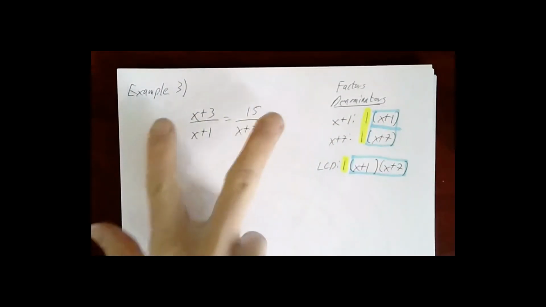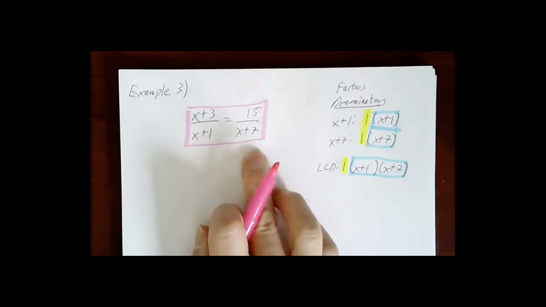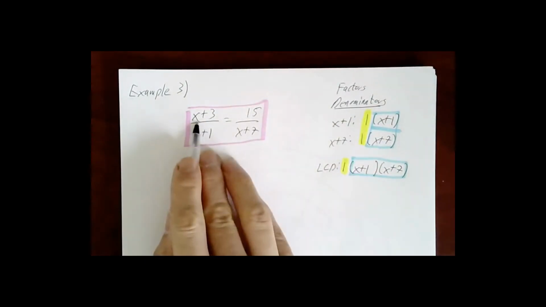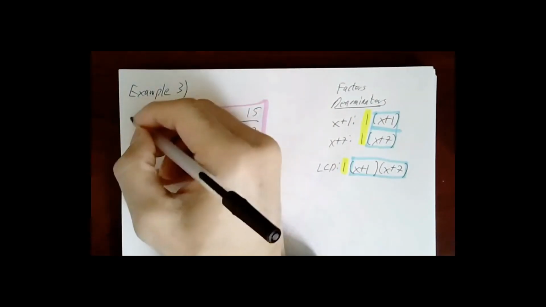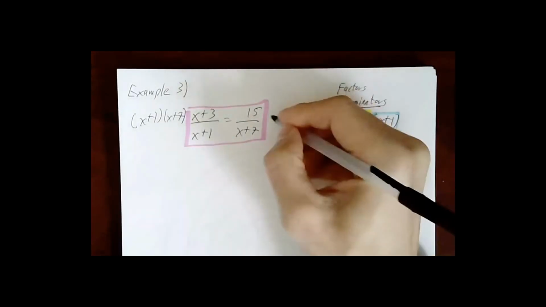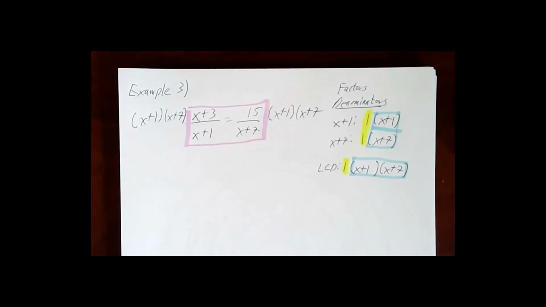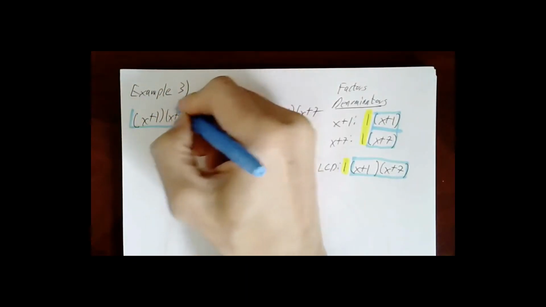So I'm going to multiply both sides of the equal sign. I'm going to multiply this whole equation, the left-hand side and the right-hand side, by my LCD. So my left-hand side is going to be these fractions times x plus 1 times x plus 7. Over here, I'm going to be left with x plus 1 times x plus 7. Again, this is my LCD that is being multiplied to both sides of the equal sign.